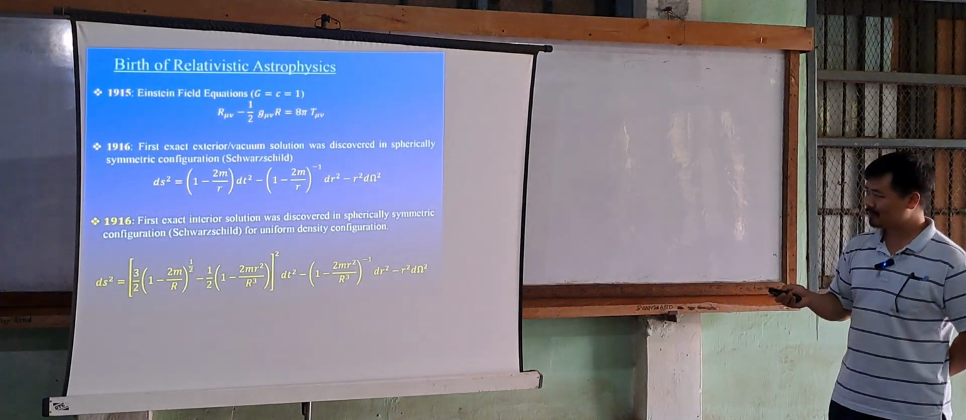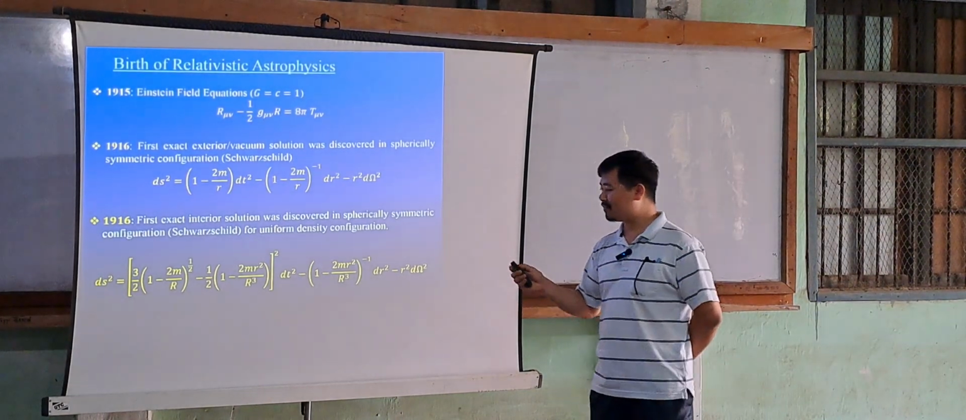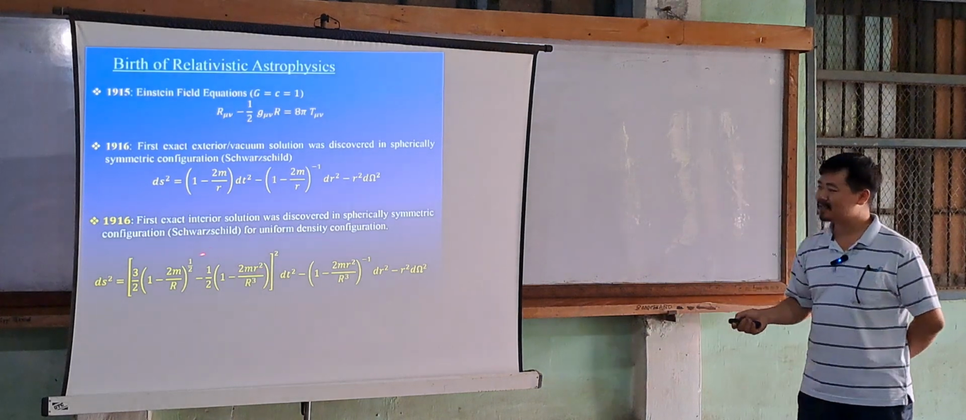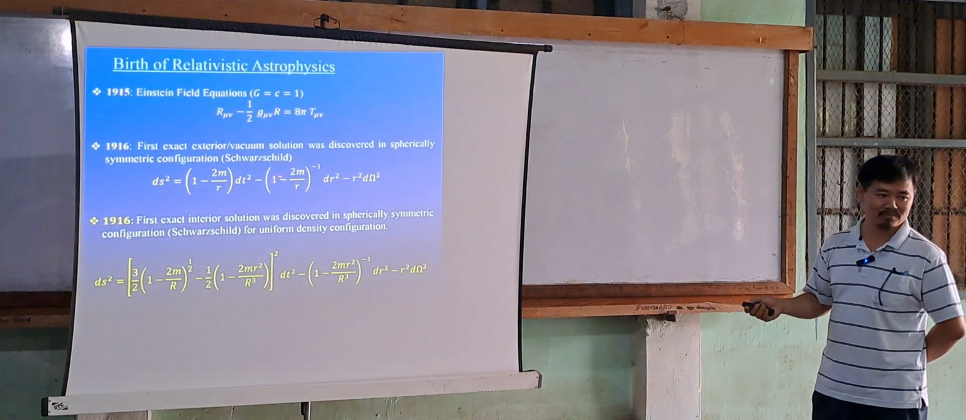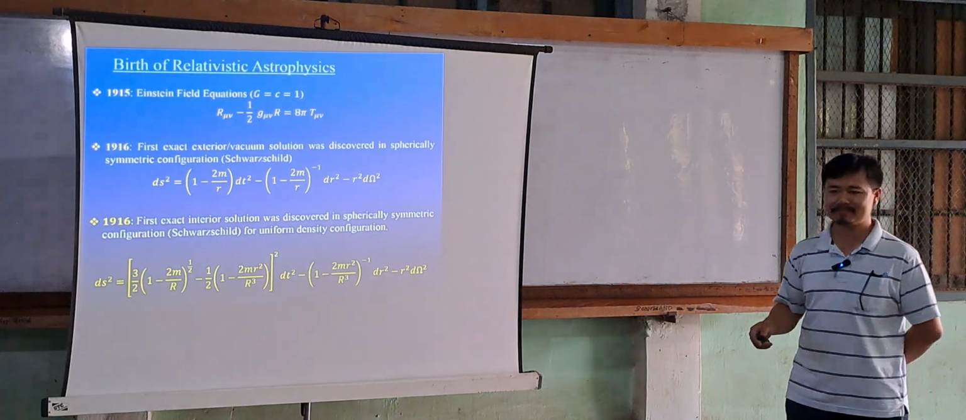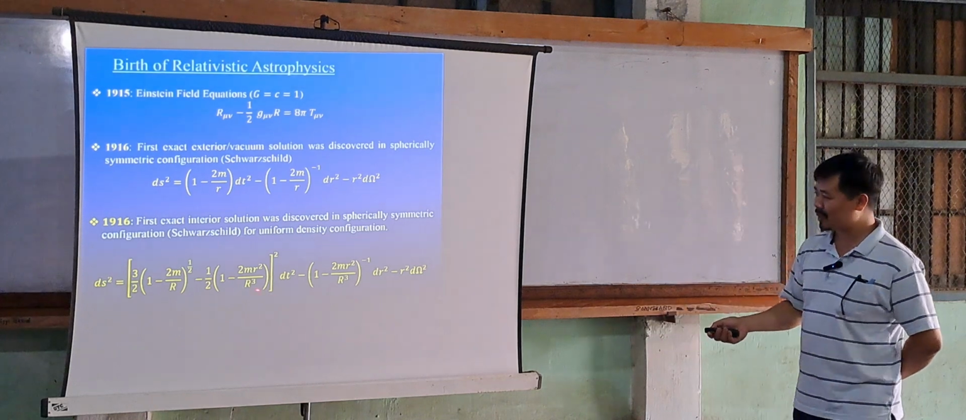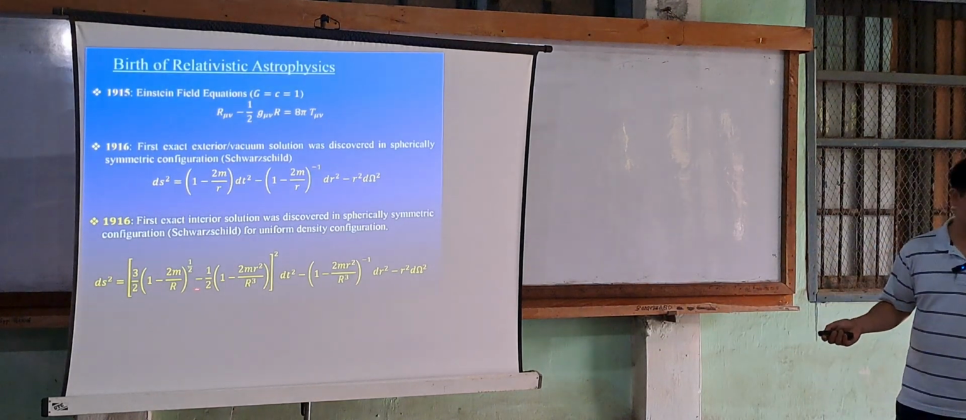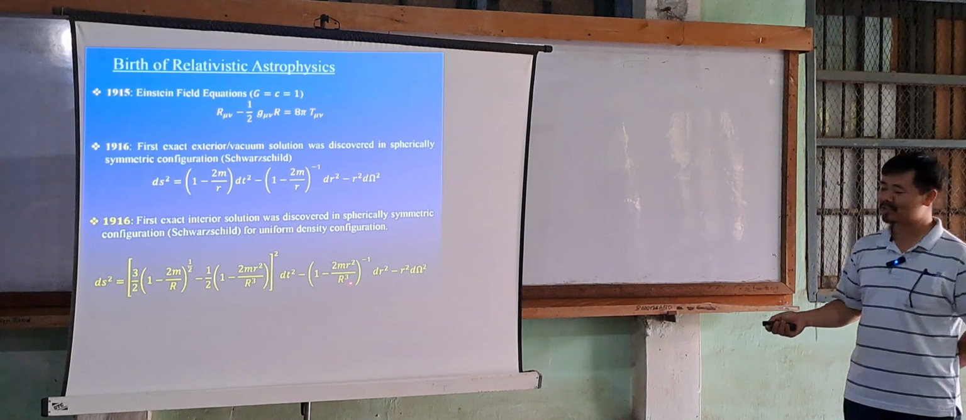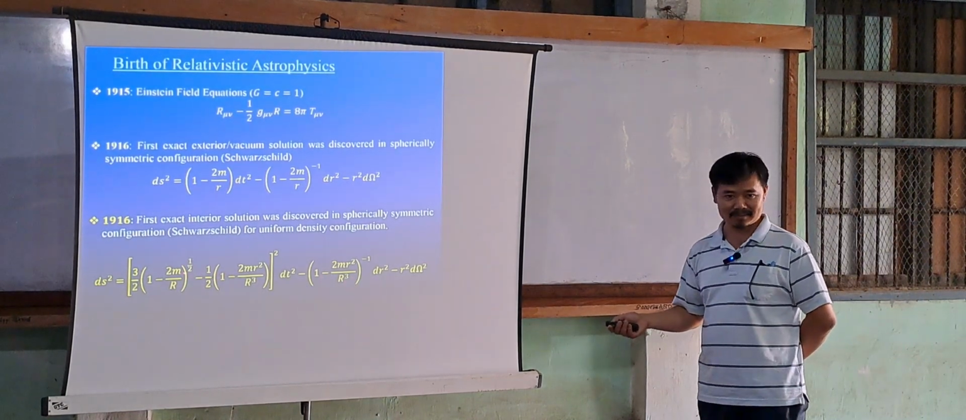The second one, in the same paper in 1916, he also found the exterior solution, or vacuum solution, and this is the interior solution, which is inside an object, maybe inside a star or a planet or whatever. But yes, this one should have extremely heavy mass. Otherwise, general relativity is irrelevant. So this is talking about huge massive stars.